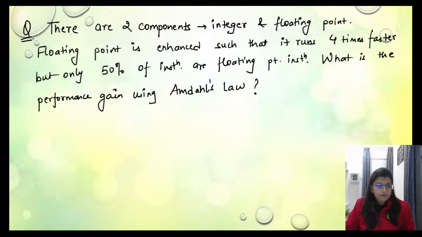Do this question now, then I will explain the question, okay. The non-pipeline part I will explain, okay. So they are saying that there are two components, integer and floating point. Floating point is enhanced such that it runs 4 times faster than the previous one, but only 50% of instructions are floating point. So you have to tell what is the performance gain using Amdahl's law. Have you people heard the Amdahl's law formula?